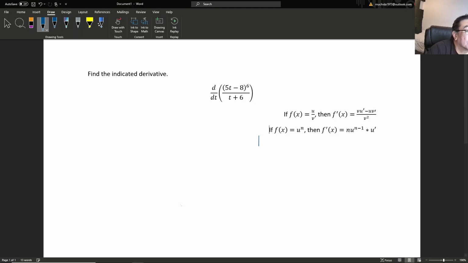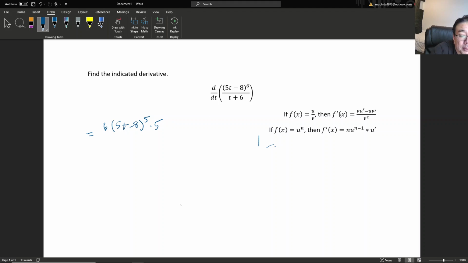So what we're going to do now, finding the derivative of this, would equal, let's see, we'd have the derivative of the top, so the derivative of 5t minus 8 raised to the 6. Again, we have this function raised to the 6, so we're going to use this generalized power rule. So we'll multiply by the exponent, subtract 1 from the exponent, and then times the derivative of the inside, the derivative of that 5t minus 8, that would just be 5.